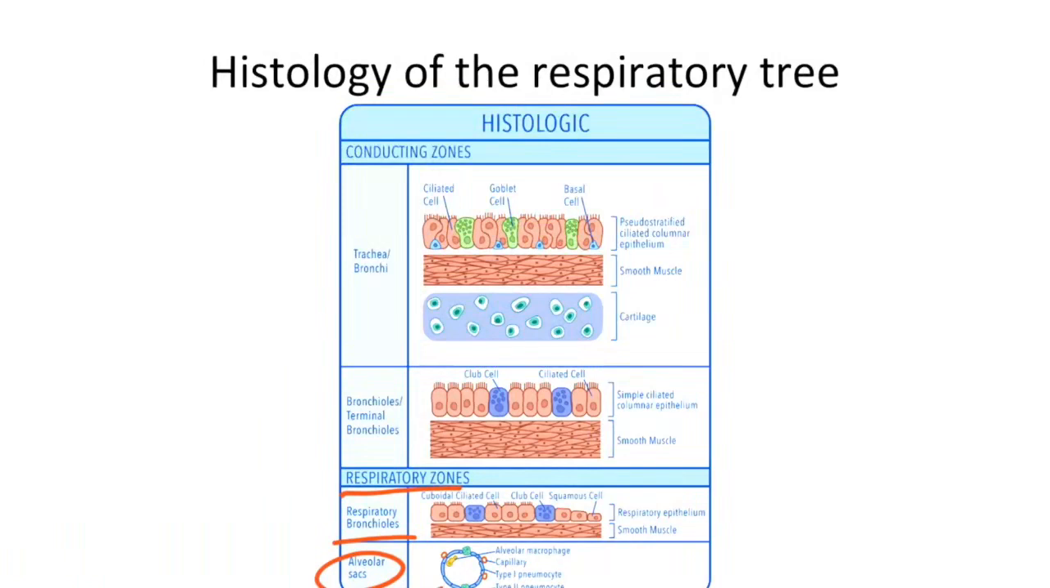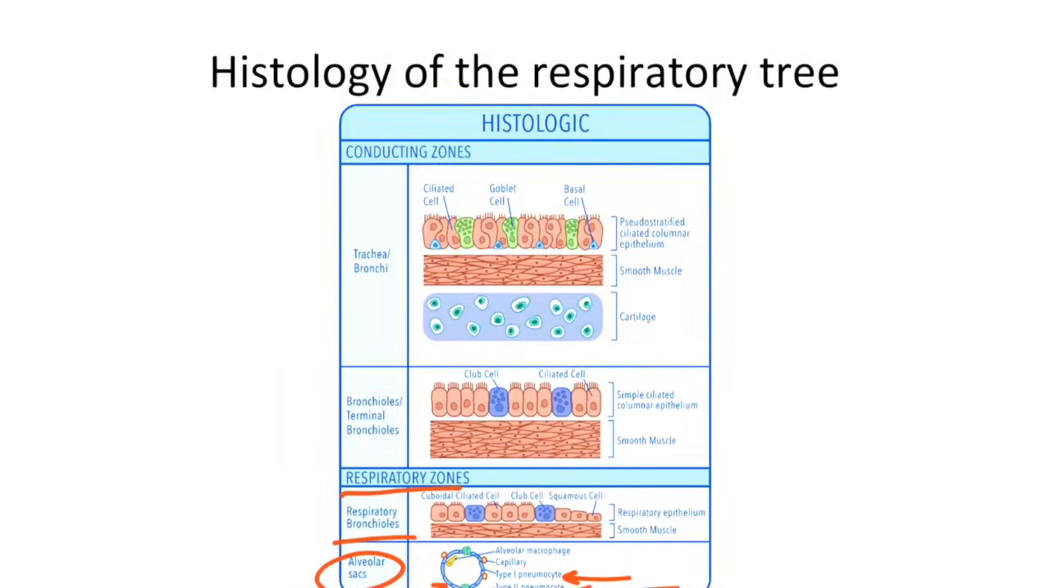So here we have a cross-section of an alveolar sac. We can see a number of new cells, including type 1 and type 2 pneumocytes, the alveolar macrophage, and the endothelial cells of the capillaries. For Step 1, it's important to remember that type 1 pneumocytes are the cells that facilitate gas exchange. The thin structure of these cells allows gases to freely diffuse across the cell.